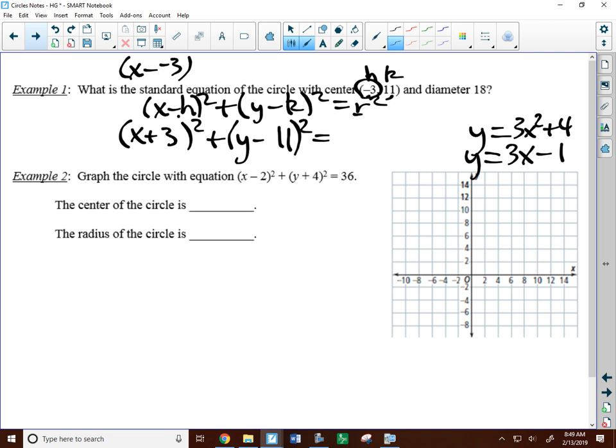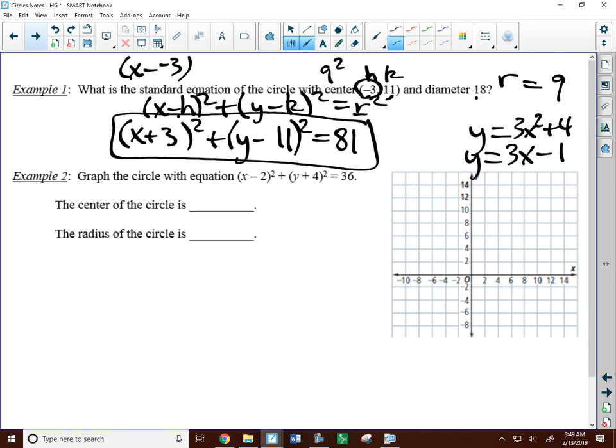All right, and finally, r squared. So the diameter is 18. So the radius is 9, half that. And yes, it's 9 squared, but you do work that out as 81. So for a center of -3, 11 and diameter of 18, that's the equation of the circle. By the way, x and y is any point on the circle. So any point on here that when you work it out, it gets 81, that's a point on the circle.